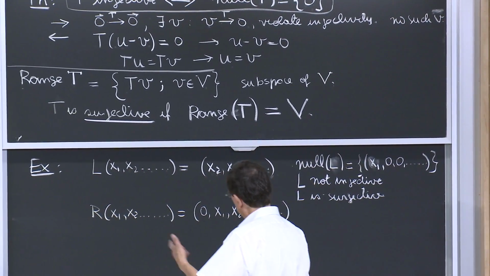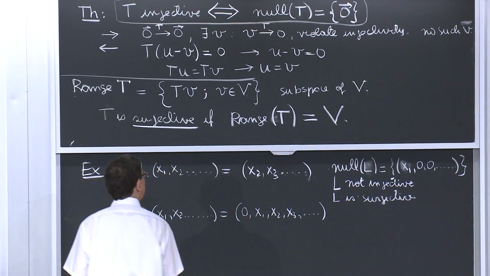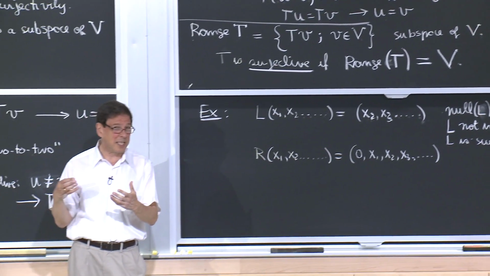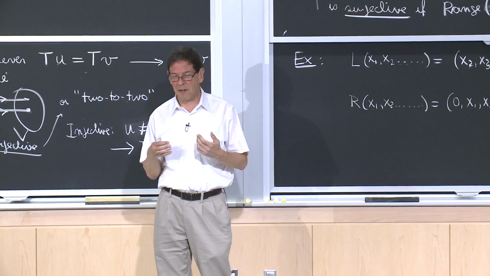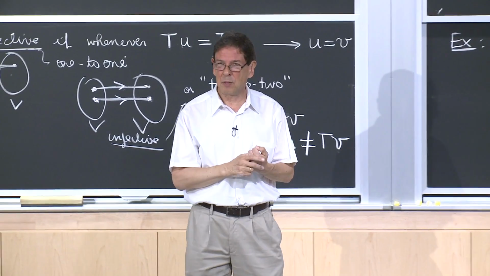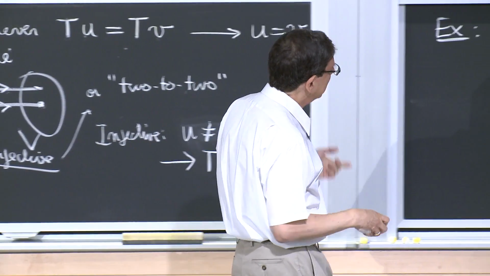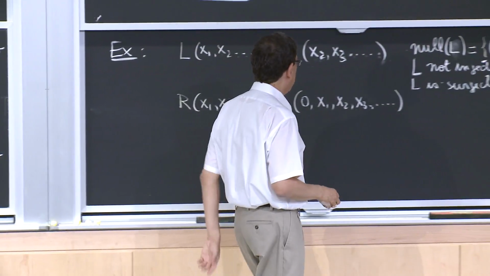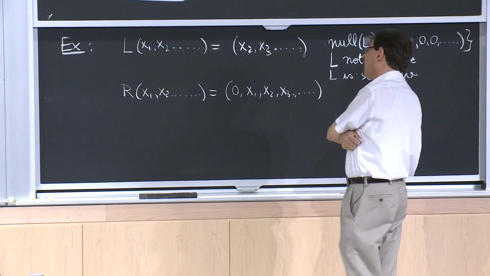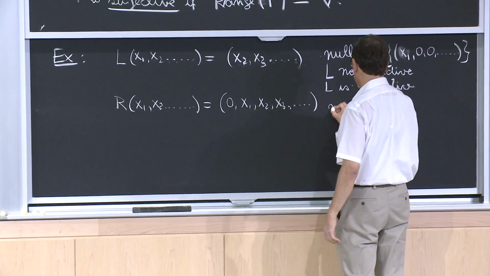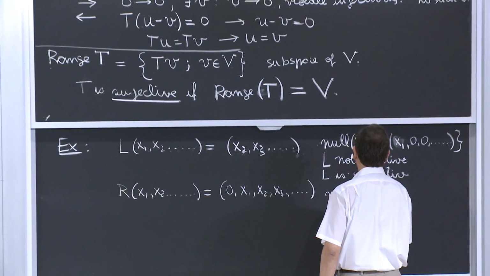And you might say, well, okay, that's pretty reasonable, but that's, in fact, quite counterintuitive. We will see soon that in the case of finite dimensional vector spaces, this doesn't happen. It's only because it's infinite. So let's see, as for R, what is the null space of R?